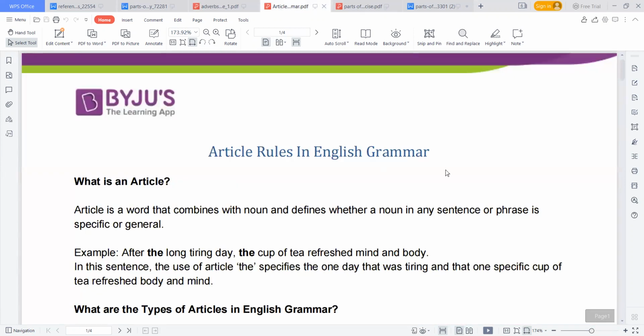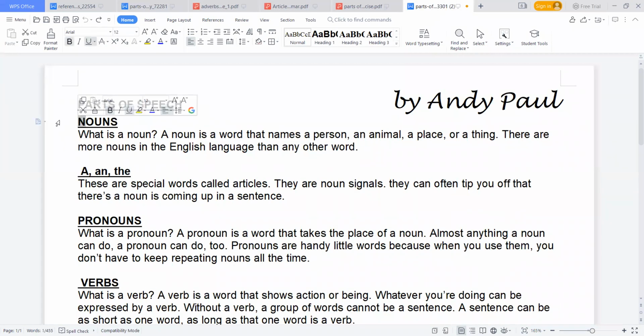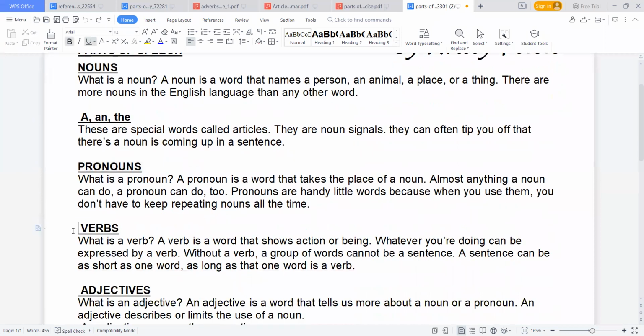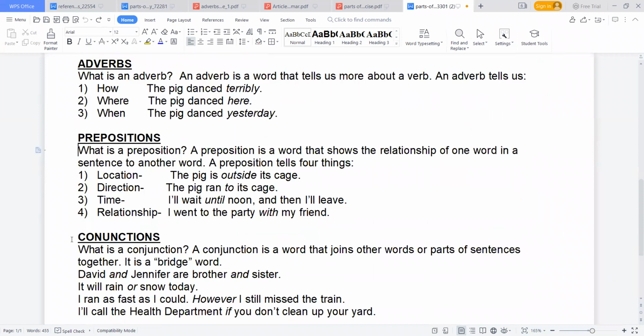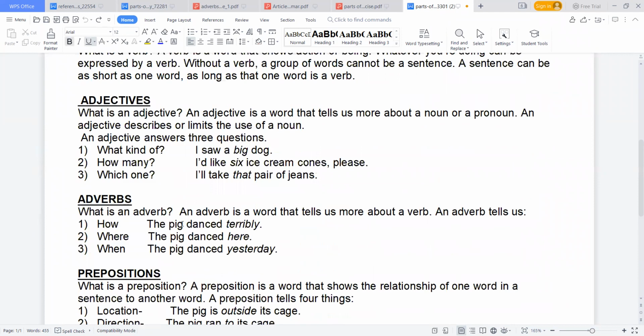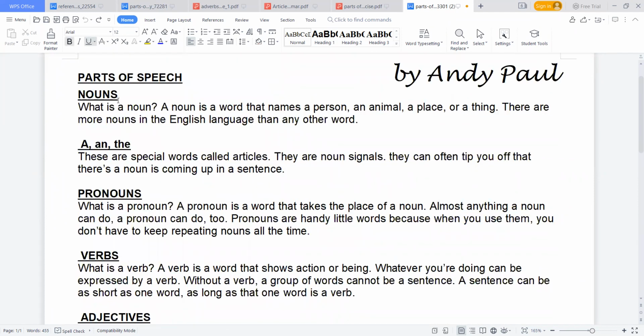Let's move immediately to the article rules. Nouns are already clear to you, and so are pronouns, verbs, adjectives, adverbs, prepositions. Now we will have a separate class for conjunctions and another class for the noun and verb relationship. Now you have got the actual concept of how to find adjectives and adverbs.